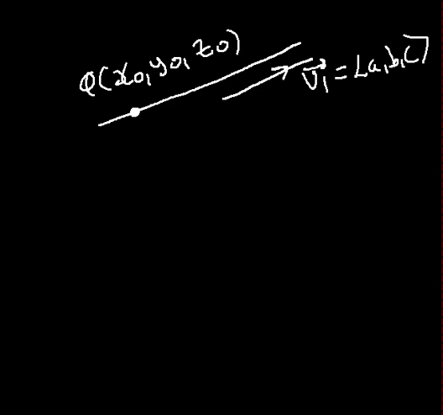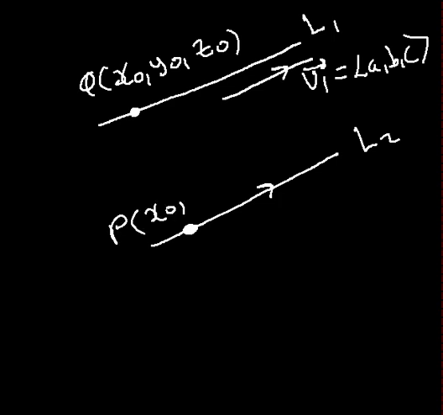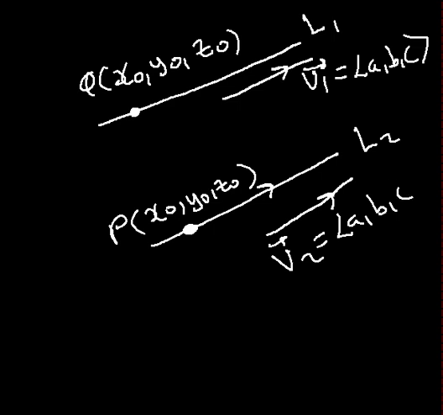Now let's say we have another line. By the way, this is given as L1, line 1, and this is line 2. Let's say line 2 passes through some point, the point B, with coordinates x naught, y naught, as well as z naught. Now let's consider this line having its own direction vector, I'll call it v2, with the direction values given as a, b, c.